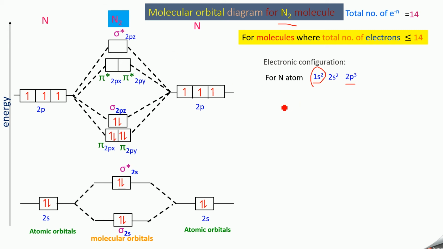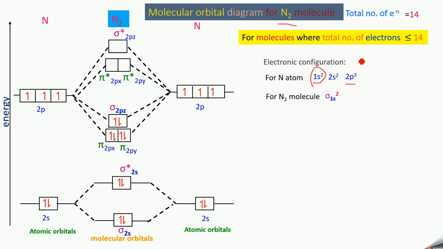Now you can write the electronic configuration for the nitrogen molecule. First, we have the 1s orbital here. For that we didn't draw the molecular orbital diagram. If you draw it, it is drawn the same way as for 2s. The only difference is that instead of writing sigma 2s, you will write sigma 1s with 2 electrons. Similarly, sigma star 1s with 2 electrons. So when you write the electronic configuration, you write like this.